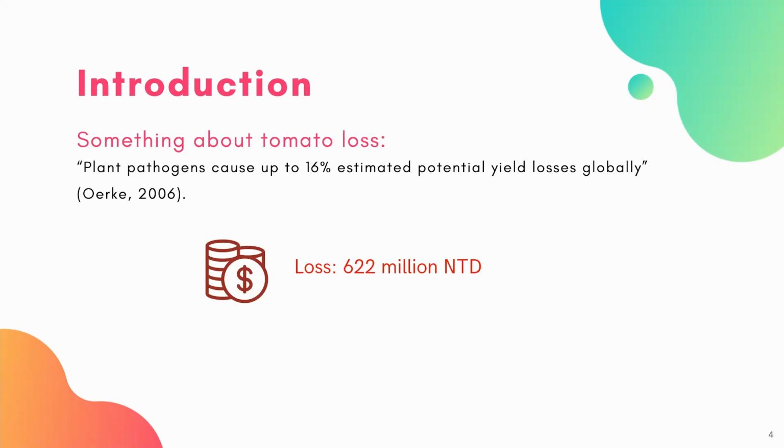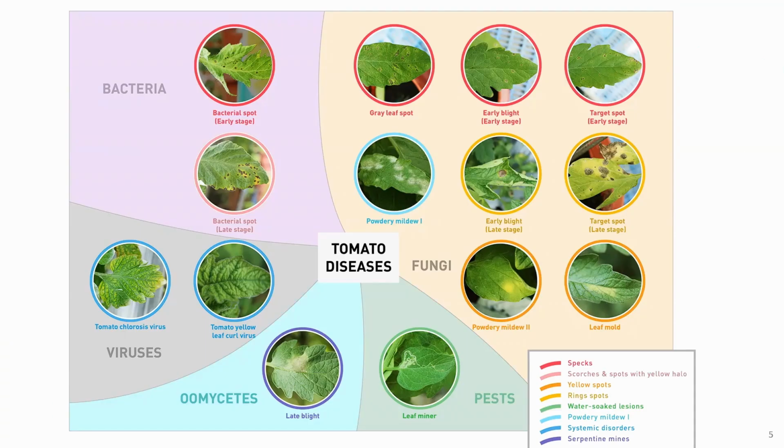But before we start to solve the problem, let's take some time to know what kind of disease we have to face. So let's talk about tomato diseases. Here's a chart of tomato diseases. There are 11 different tomato diseases in this chart. In some diseases, the lesions of the same disease at different stages may look very different. So in this research, we try to identify 8 categories, and each category consists of diseases with very similar symptoms.